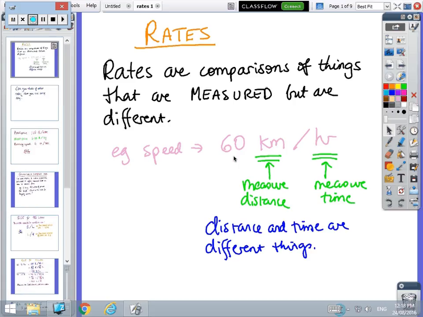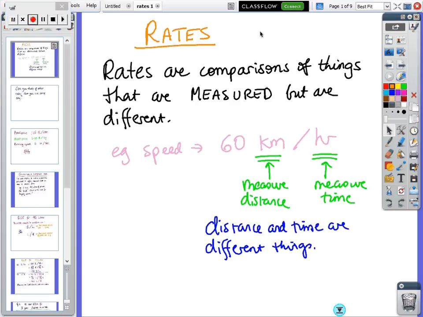So we're going to look at a new topic on rates. There are some notes to take down as we go along. Starting off, rates are comparisons of things that are measured, but the measurements are different. The word rates, these aren't ratios to start with. Ratios are comparisons of things that are the same, but these things are different.